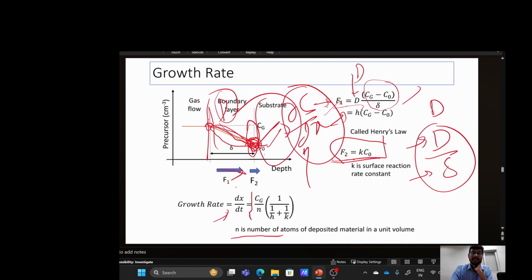Because this is the rate, right? dx is nothing but per centimeter cube, the number of atoms per centimeter cube. That's why we need to divide by the number of atoms per volume.